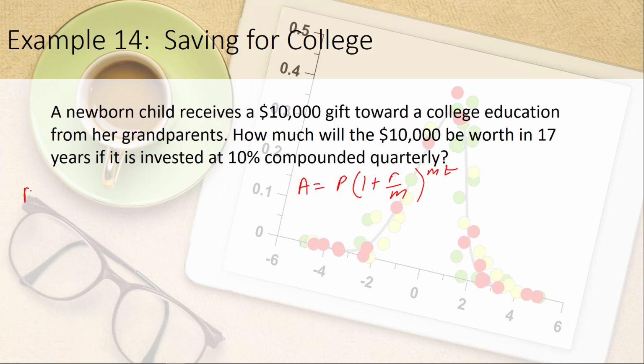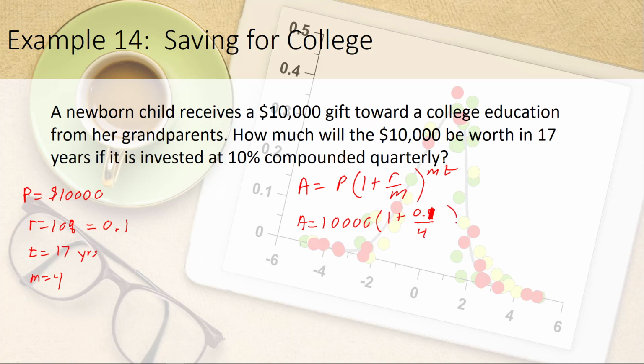Once again, our P is $10,000. Our interest rate is 10%, which as a decimal will be 0.1, and t is 17 years. And since we're compounding quarterly, m is equal to 4. So just do our substitutions. A is equal to 10,000 times 1 plus 0.1 divided by 4 raised to the 4 times 17 power.